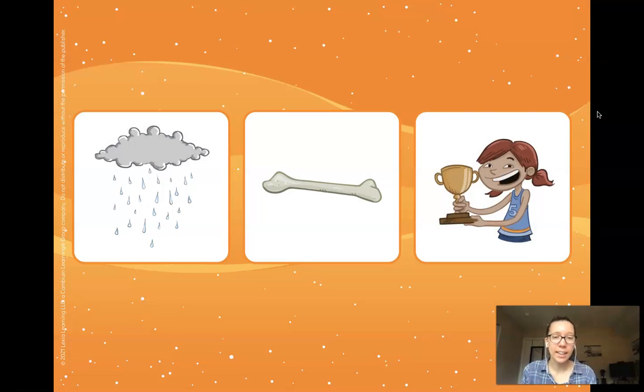Here we have rain, bone, and win. What ending sound do all these words have in common? Rain, bone, win. Awesome, all these words have the ending sound N, made by the letter N. First we have rain, R-A-N, rain ends in the sound N. Next we have bone, B-O-N, bone also ends in N. And then we have win, W-I-N, also ends in the sound N, made by the letter N.